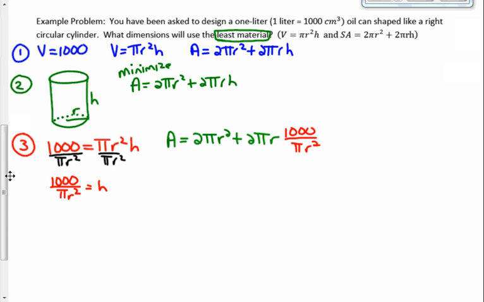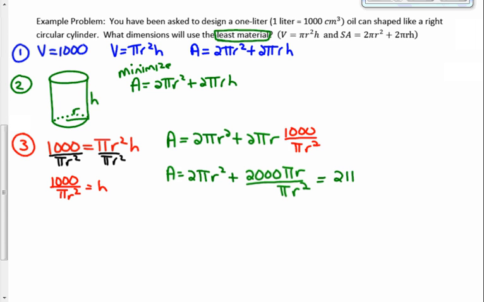So I've replaced my h, and what I'm going to do now is simplify this a little bit just so it's a little easier to work with. So I have 2 pi r squared plus 2,000 pi r over pi r squared. And that actually works out nice because I can simplify that a little more.